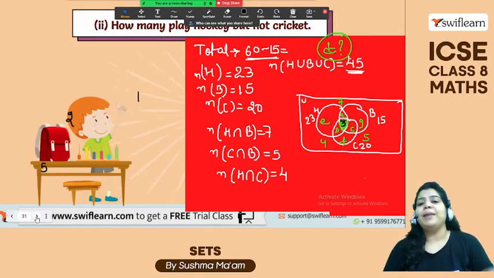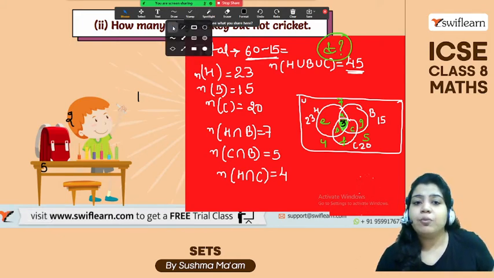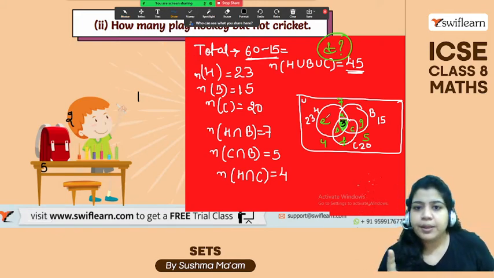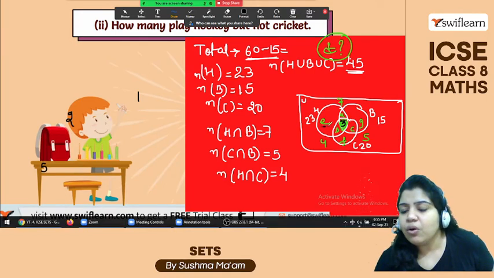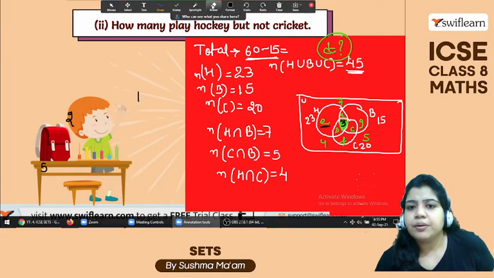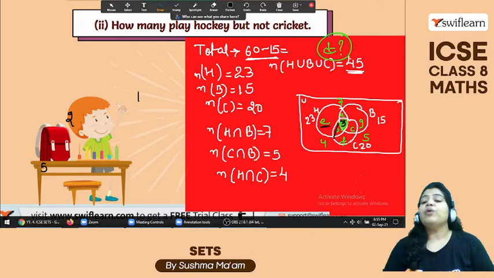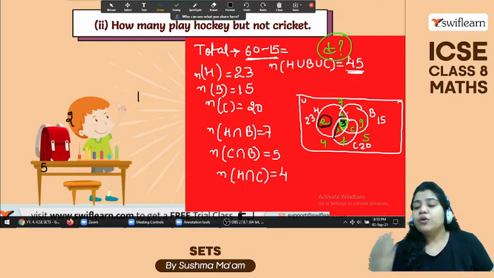How many play hockey but not cricket? What's the question? How many play hockey but not cricket? This hockey but not cricket, so this portion we have to exclude. We have to exclude this portion. So how can we find it? We have to find this E value and A value. What is E value? What is A value?